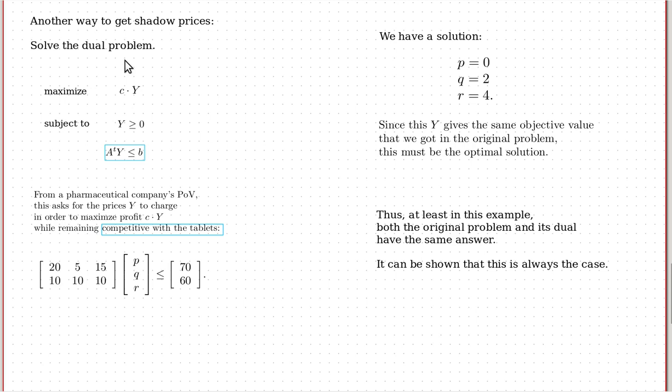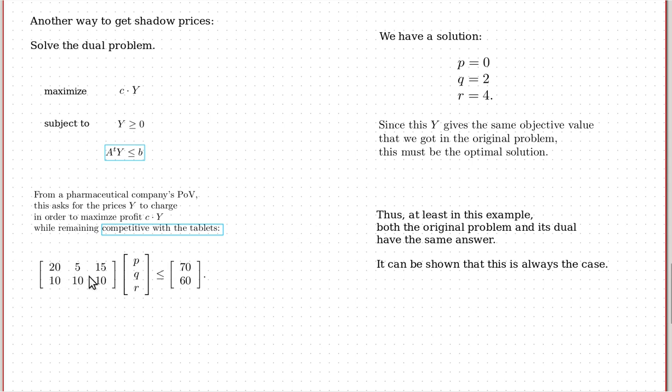Okay, so if you solve this dual problem, you're basically solving the shadow prices problem from the point of view of a businessman who wants to maximize profit, right? Now, we already have our solution, right? We worked out the solution earlier. We got the solution P equals 0, Q equals 2, R equals 4. Now, does this satisfy all the constraints? Well, yes, it's non-negative. In fact, we have equality here, right?